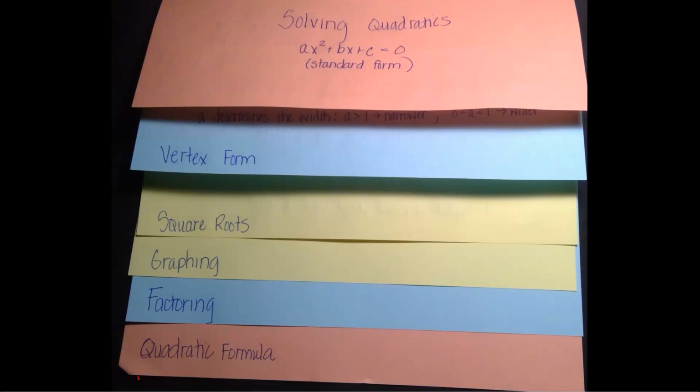Friday, we started working on a flip chart review for solving quadratics, just to remind ourselves of the different parts of solving quadratics so we could do some review on them before our benchmark later this month. So here's a picture of what our flip chart looked like. Our different tabs were vertex form, square roots, graphing, factoring, and quadratic formula. And the last two are the ones that we still need to do.